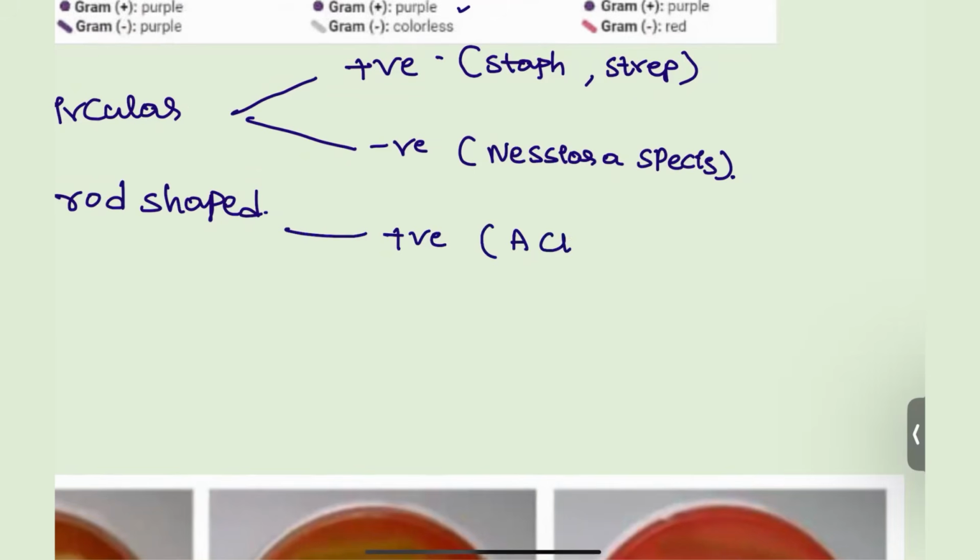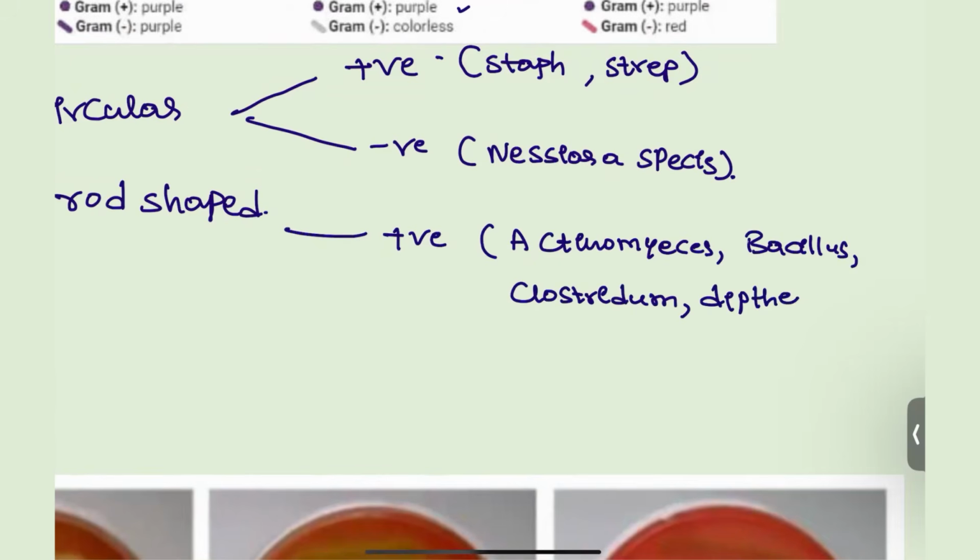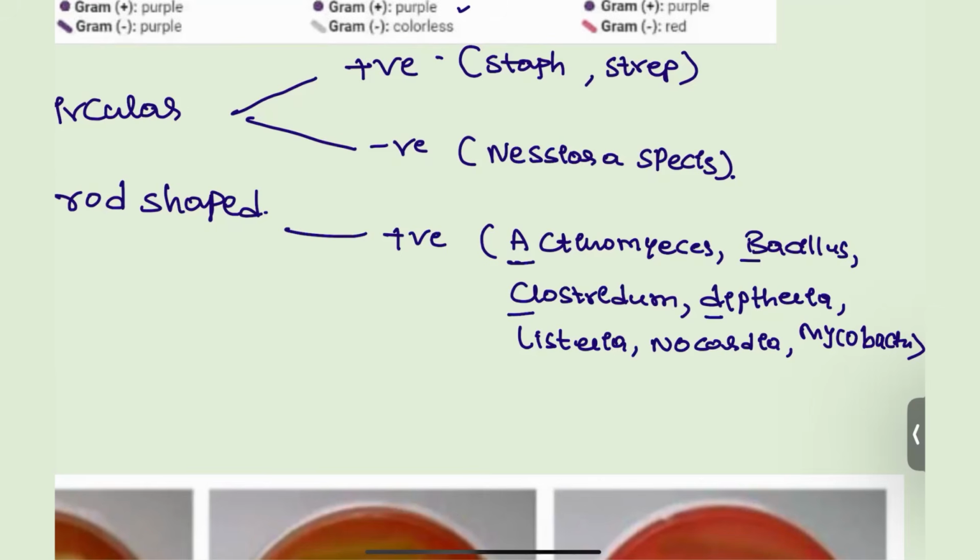Gram positive bacilli are the actinomyces, bacillus, clostridium, diphtheria, listeria, nocardia, and mycobacteria. Remember this way: A for actinomyces, B for the bacillus, C for the clostridium, D for the diphtheria, and all by alphabetical order: L for the listeria, N for nocardia, M for mycobacteria.